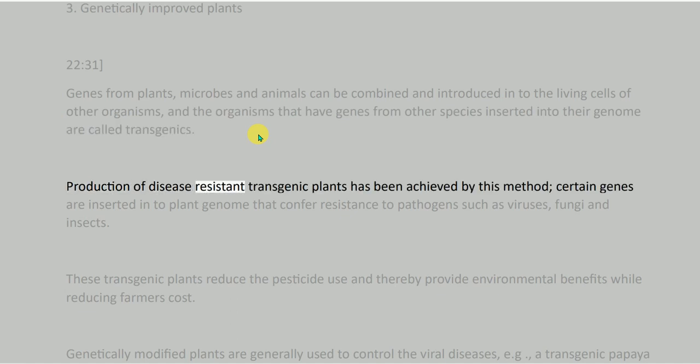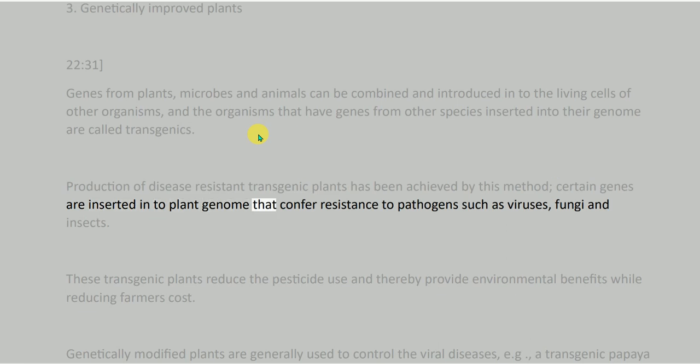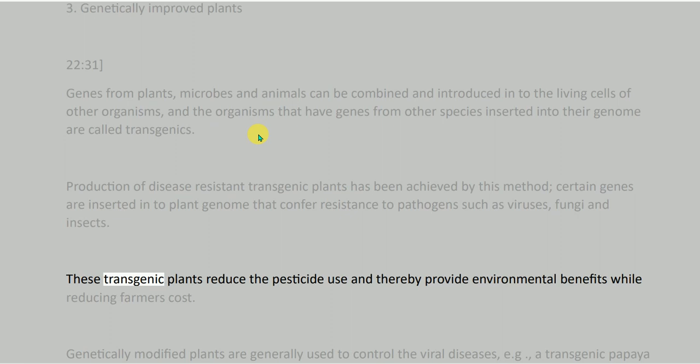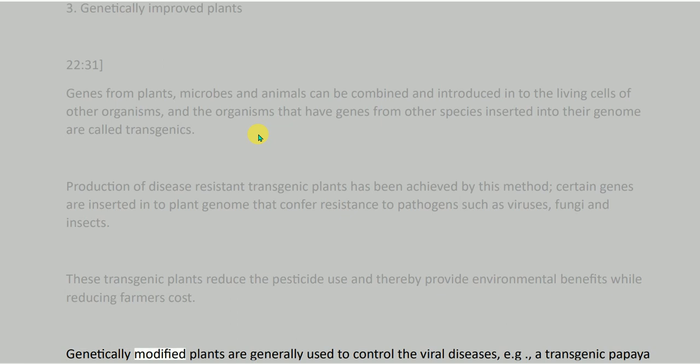Certain genes are inserted into the plant genome that confer resistance to pathogens such as viruses, fungi and insects. These transgenic plants reduce the pesticide use and thereby provide environmental benefits while reducing farmers' cost. Genetically modified plants are generally used to control viral diseases. E.g., a transgenic papaya cultivar, Rainbow, has been developed which is resistant to papaya ring spot virus in the US.